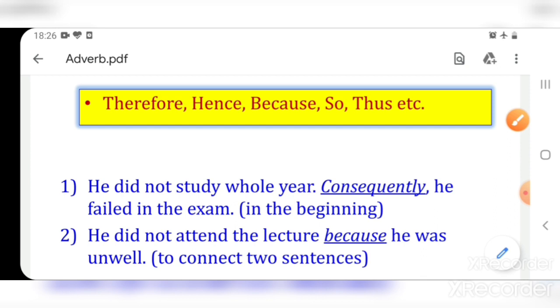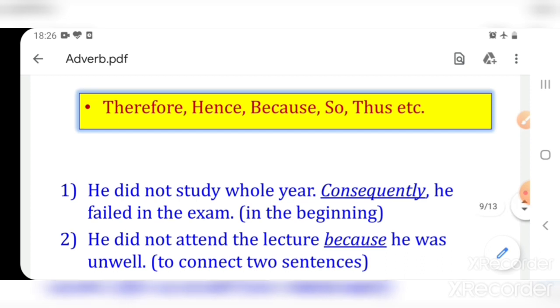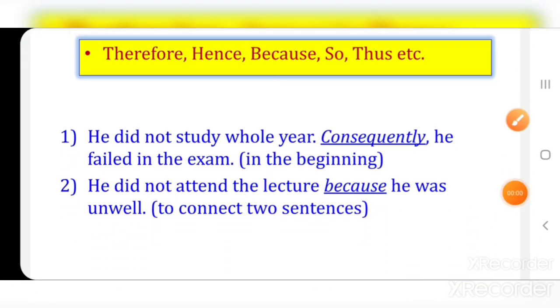Now second one is: he did not attend the lecture because he was unwell. Now this is used to connect two sentences, so this is a connecting adverb. So he did not attend the lecture, that is the first sentence, and he was unwell, that is another sentence. But there is the relation between them, and that relation shows that reason. And for that we have used because.